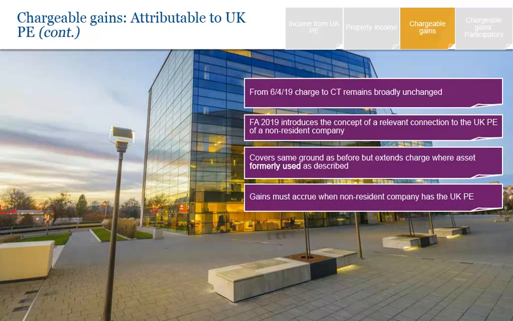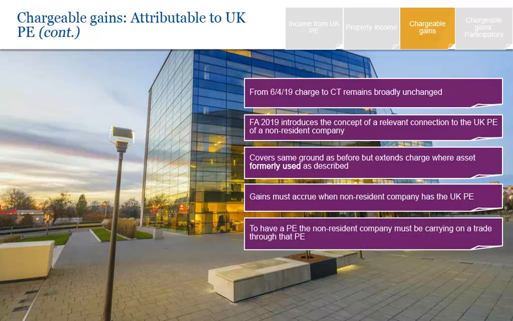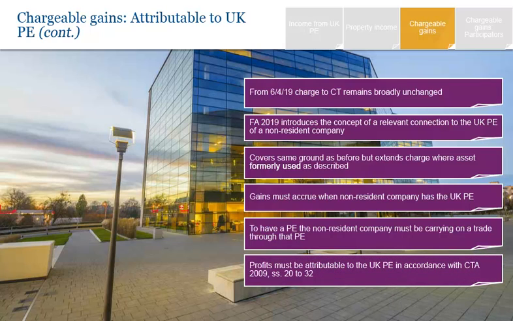Notwithstanding this change, the gains must still accrue at a time when the non-resident company has the UK PE, and, in order to have a PE for this purpose, the non-resident company must be carrying on a trade through that PE. The profits must also be attributable to the UK PE in accordance with CTA 2009 sections 20 to 32.